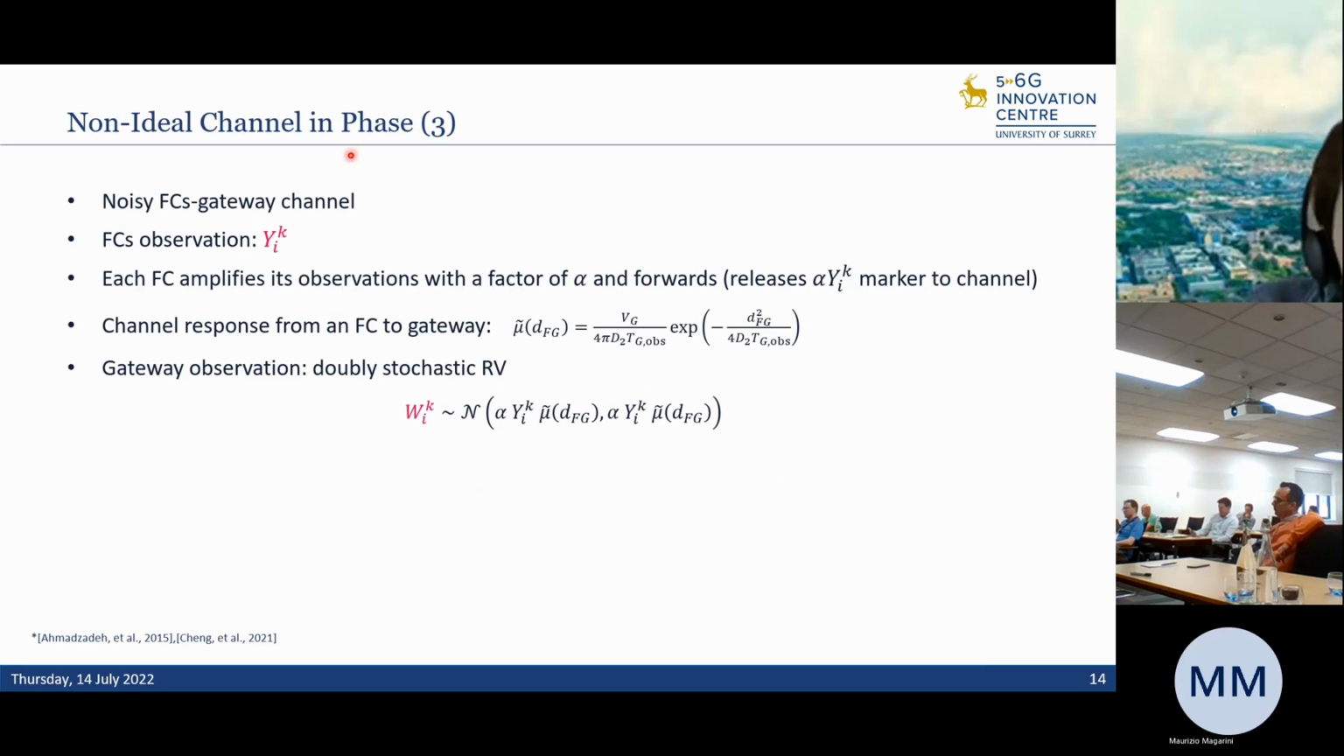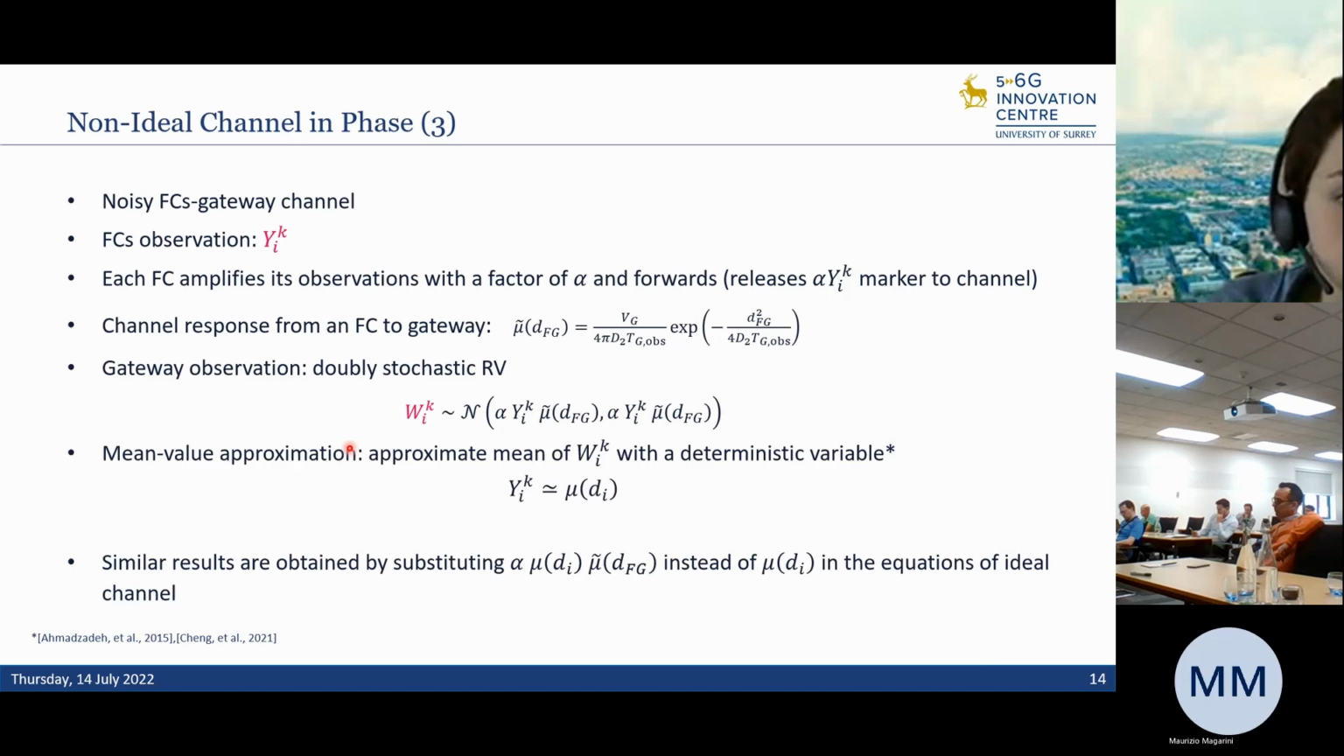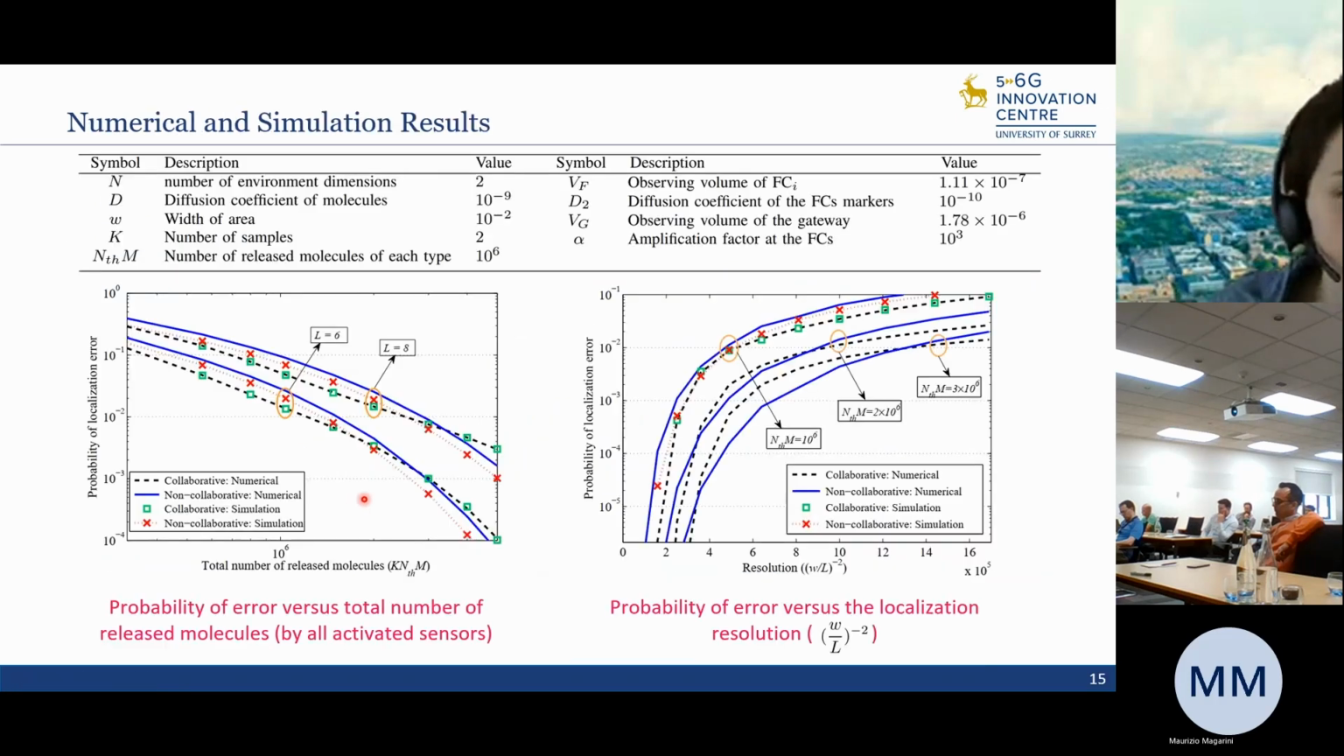To consider phase 3, now instead of the fusion center observation, we have the gateway observation, which is a doubly stochastic random variable, which means it depends on YIK. So it's not easy to find the distance from this random variable. We use the mean value approximation technique, and then we extend our previous results.